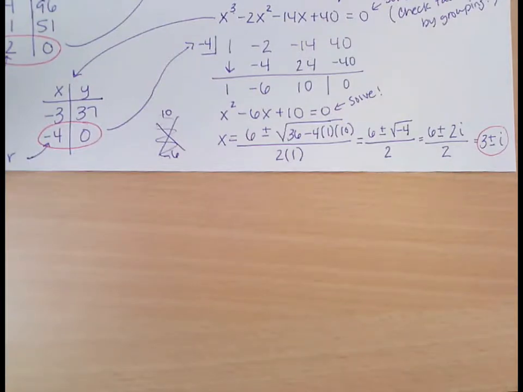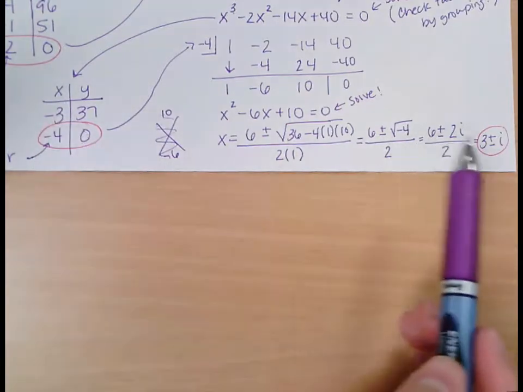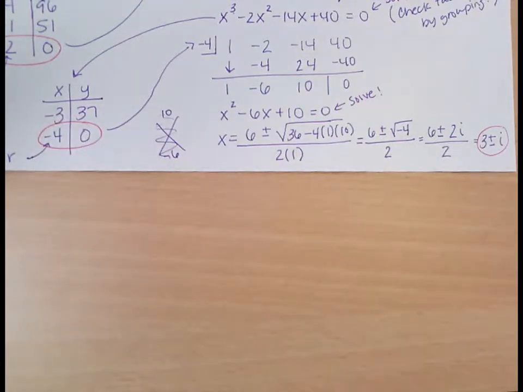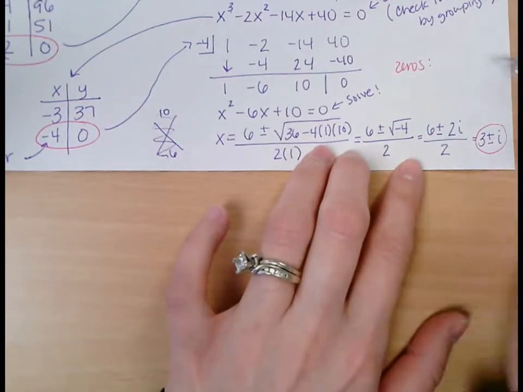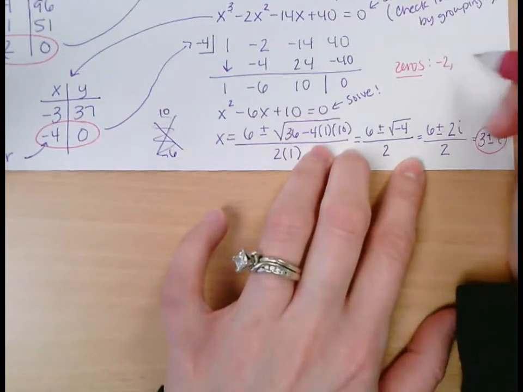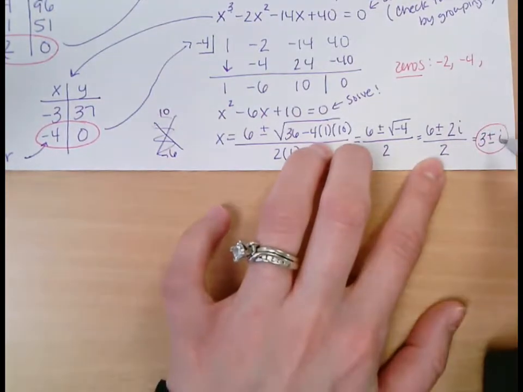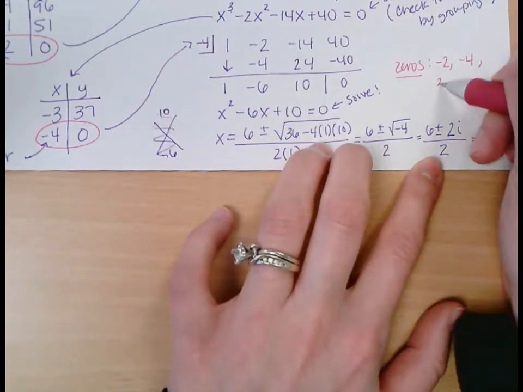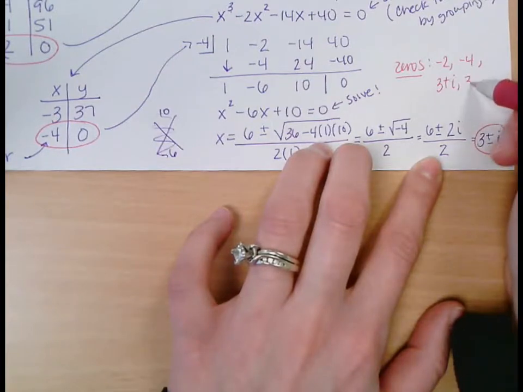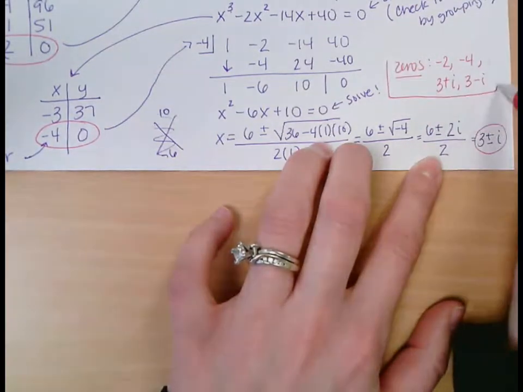Okay, now for your answer, I know I have all of the zeros circled. Thinking ahead to the test, if I can't tell what your answers are, you're not going to get all of the points. I need to see, these are my answers. I don't want to search 5 different places to find it. So I want you to regroup and just list your answers. So the zeros are negative 2, negative 4, and then you can list these together as 3 plus or minus i, or you can list them separate as 3 plus i and 3 minus i. It's up to you how you want to list those two.